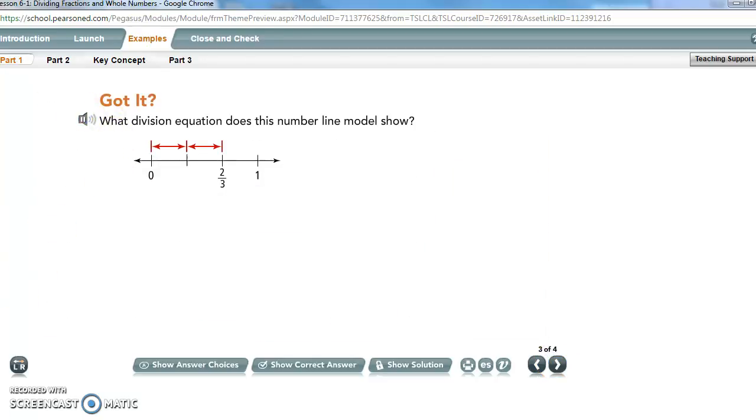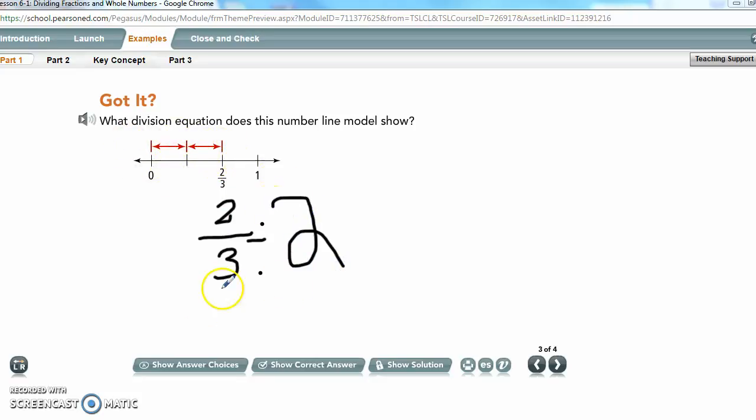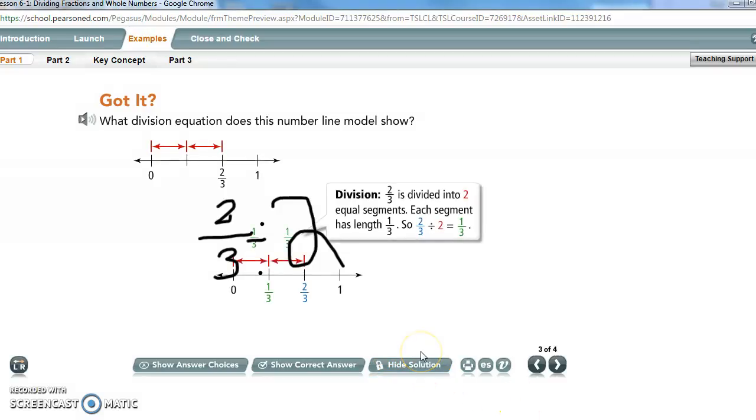What division equation does this number line model show? So we start at what number? Well, we start at 2/3. And we are dividing it into how many equal parts? 1, 2. So when I do that, I get 2/3 divided by 2, which is equal to 1/3.